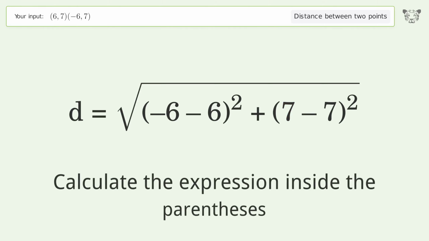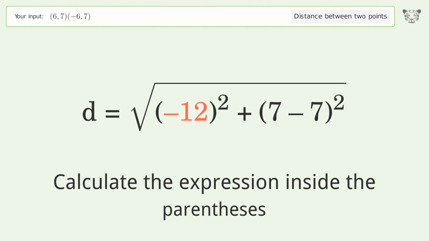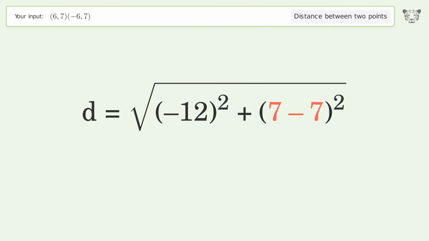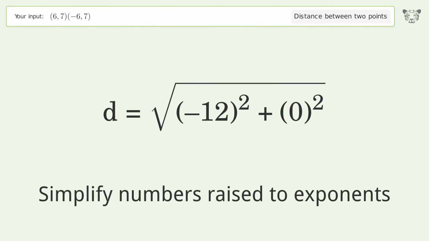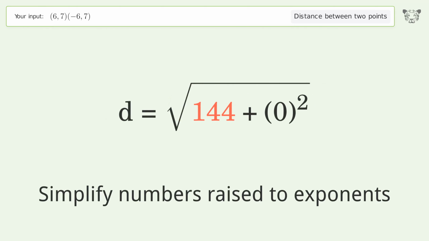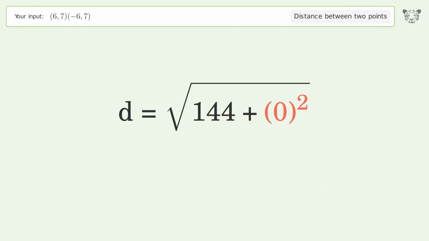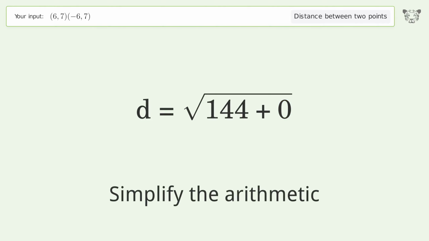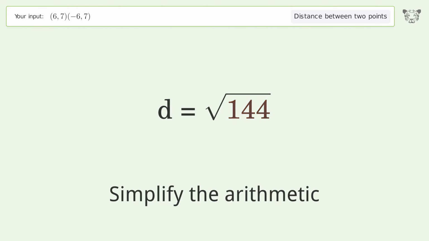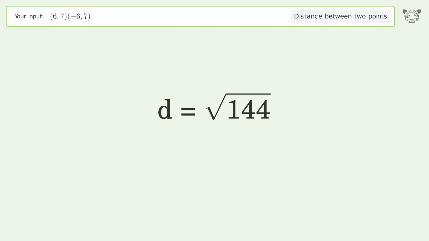Calculate the expression inside the parentheses. Simplify numbers raised to exponents. Simplify the arithmetic. And so the distance between the 2 points is the square root of 144, or 12.